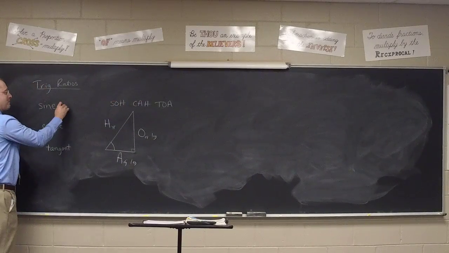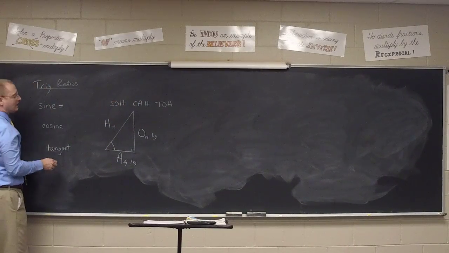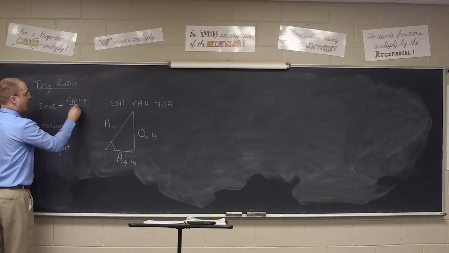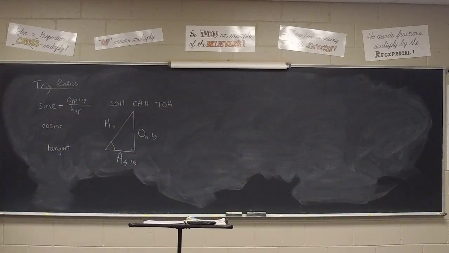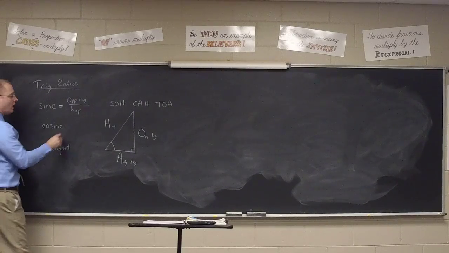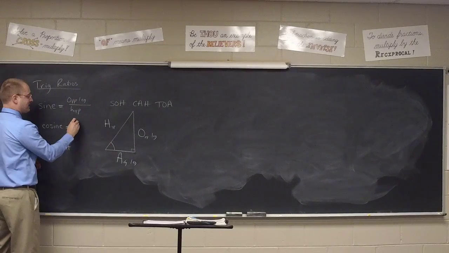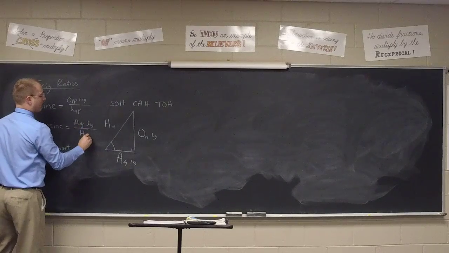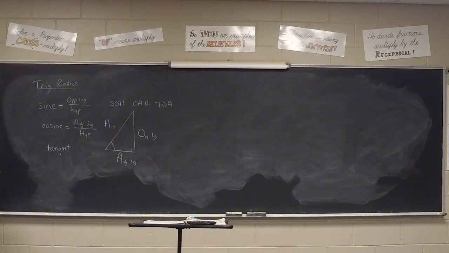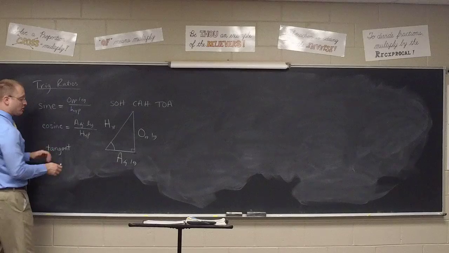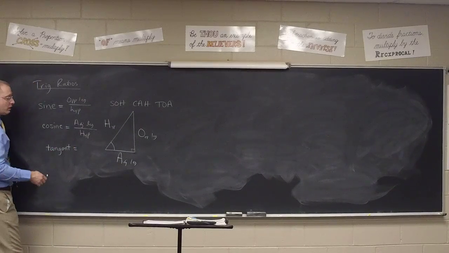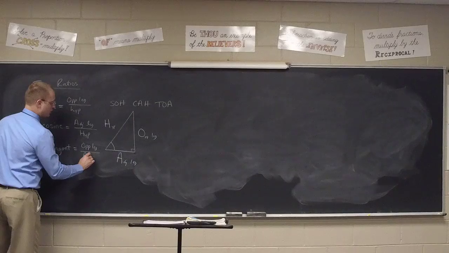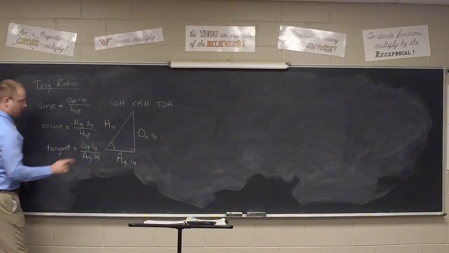The sine, back to your notes, of any angle is equal to the length of the opposite leg over the length of the hypotenuse. That is the ratio of those two lengths. The cosine is defined as the length of the adjacent leg divided by the hypotenuse. The tangent of that specific angle is defined as the ratio of the opposite leg's length to that of the adjacent leg.